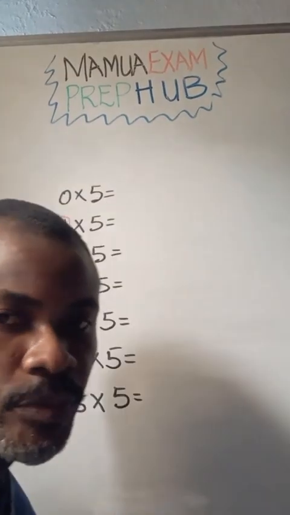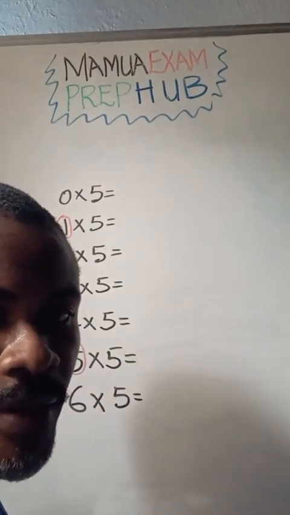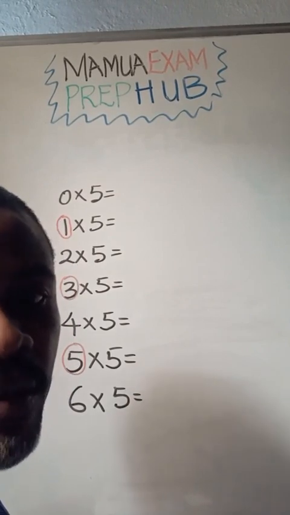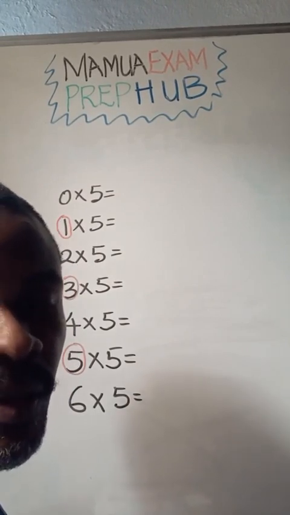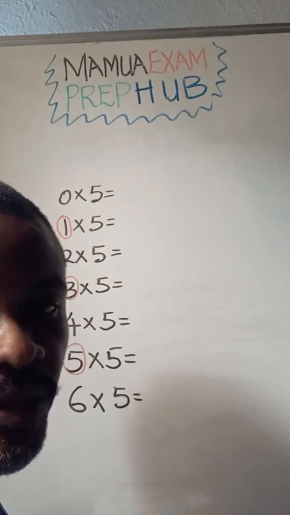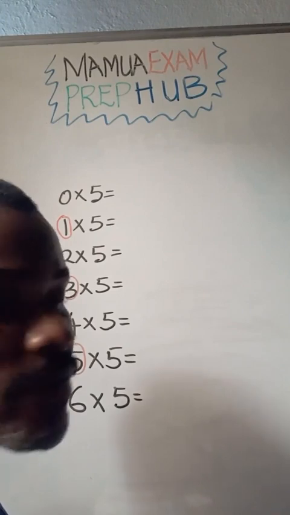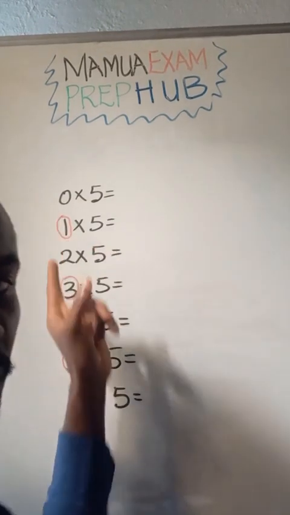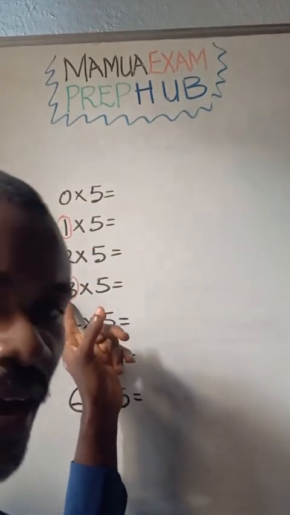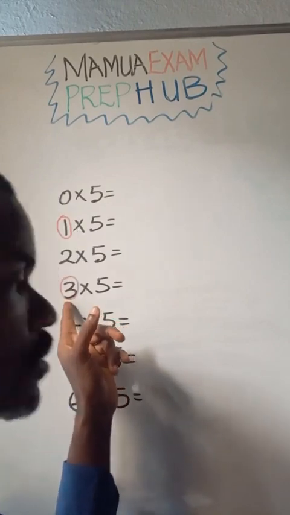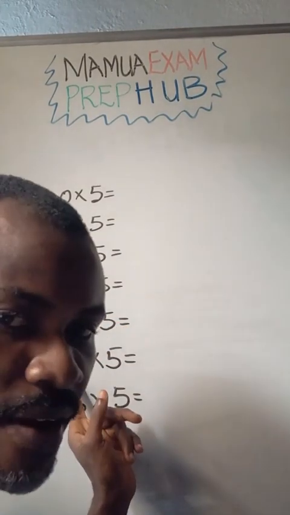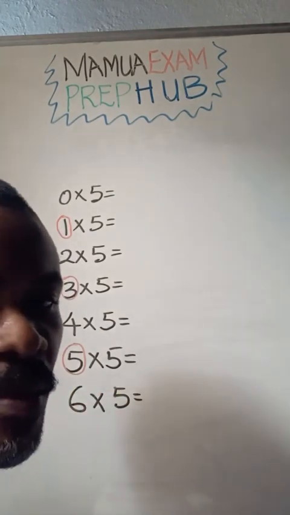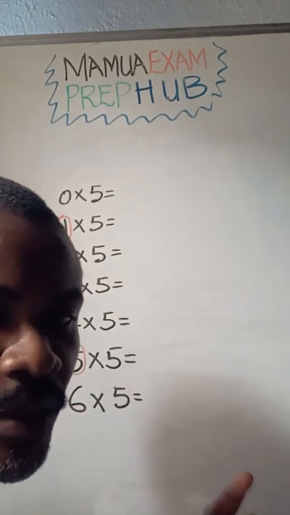Alright, as you can see, we are multiplying 0 times 5, 1 times 5, 2 times 5, and I've been able to circle all the odd numbers with red. So when you see 1 times 5 on the board, it means 1 is an odd number. 3 times 5, 3 is an odd number. 5 times 5, 5 is an odd number. So what we are going to do is, any number that is odd must end with 5.